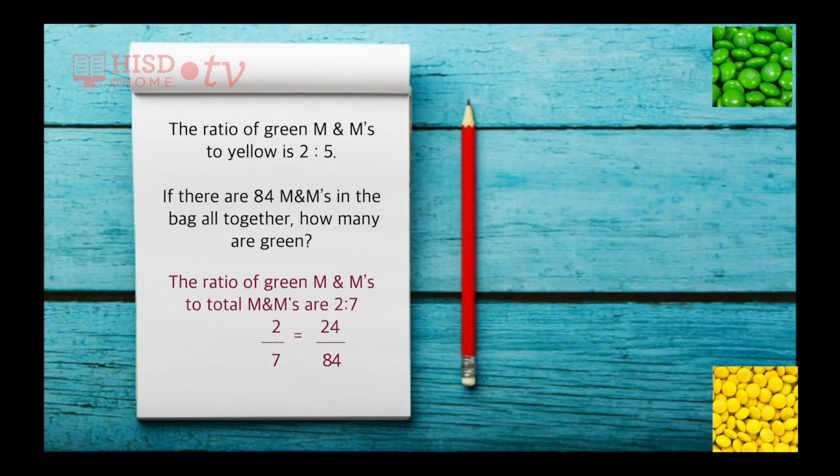I know that 7 times 12 gives me 84. So I have to multiply the same thing by the top, which is 2 times 12, will give me 24. So if there were a total of 84 M&Ms, then the amount of green M&Ms would be 24.